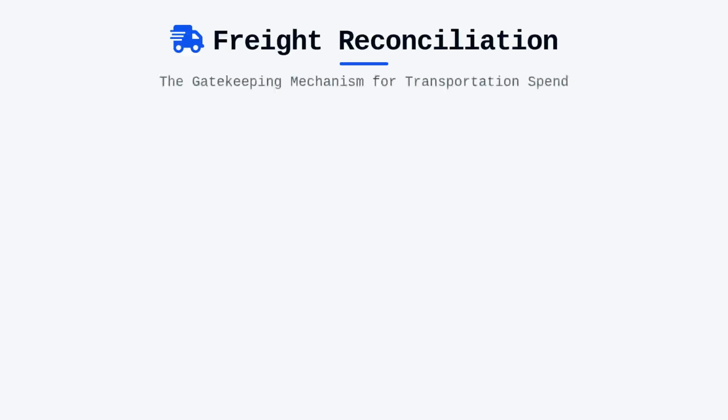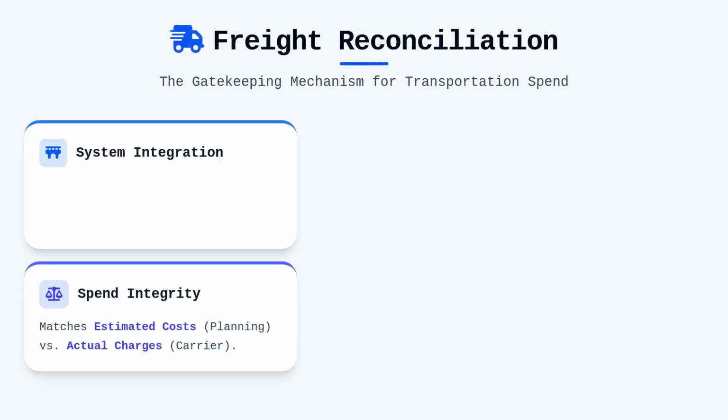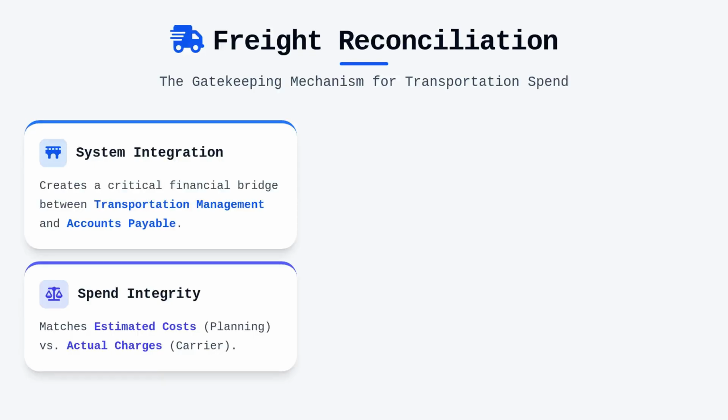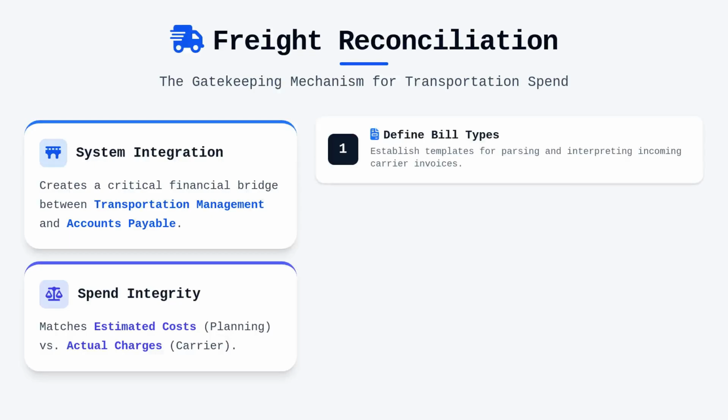Freight reconciliation is essentially a gatekeeping mechanism that ensures the integrity of your transportation spend by matching the estimated costs calculated during the planning phase against the actual charges submitted by your carriers. When you configure this, you are effectively creating a bridge between the Transportation Management module and the Accounts Payable module. The configuration begins with defining the freight bill types, which act as the template for how incoming invoices are parsed and interpreted by the system.